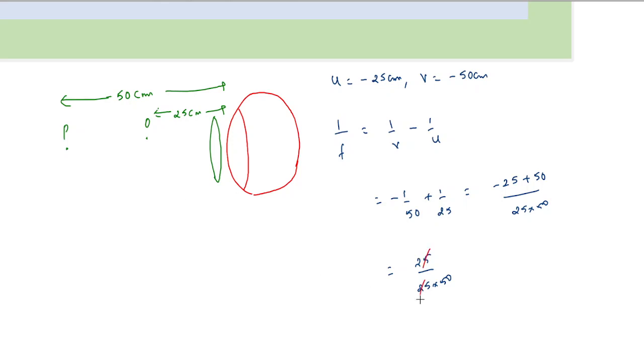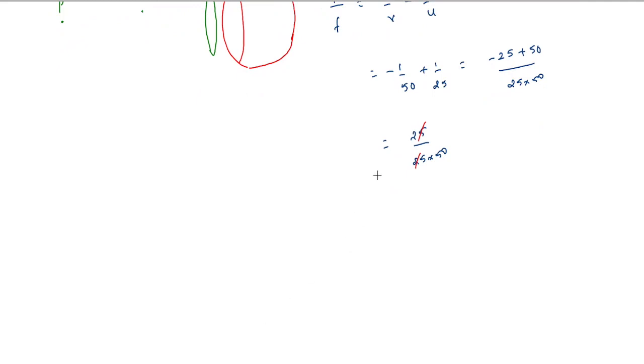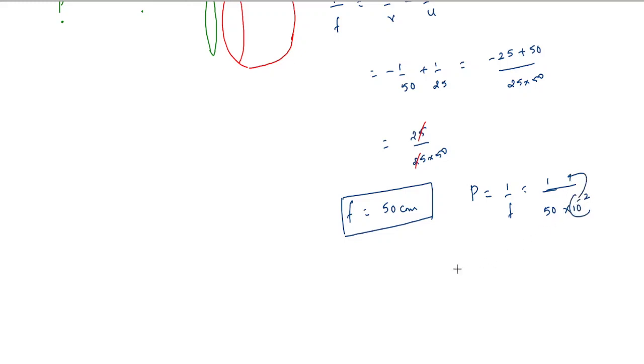From here this gets cancelled. We want f, so here we have 1 by f. Therefore, if we take reciprocal, f is equal to 50 centimeter. If we need to find the power, because that's what most questions will ask, power is equal to 1 by focal length. It's 1 by 50 in terms of centimeter, so into 10 power minus 2 would make it in terms of meter. So 10 power minus 2 goes on top, it becomes 100. So power is equal to 100 by 50 is equal to 2 diopter. So this is the required answer.